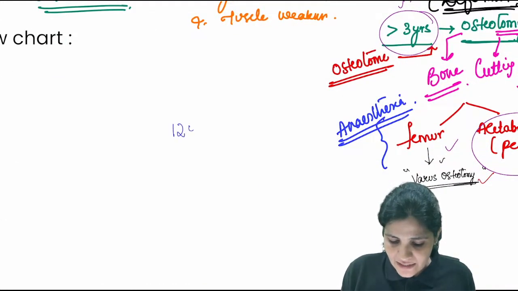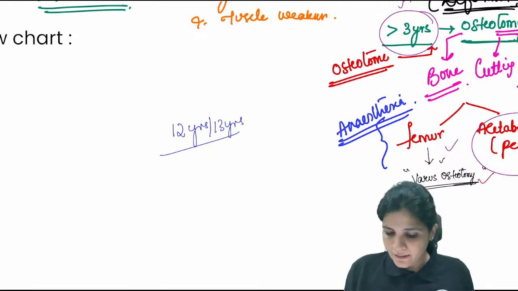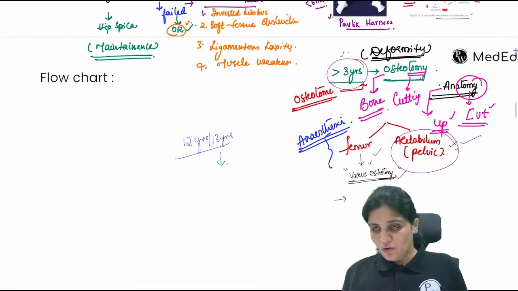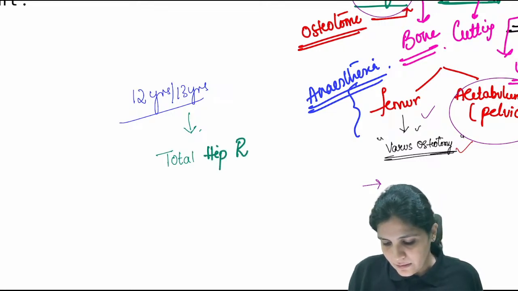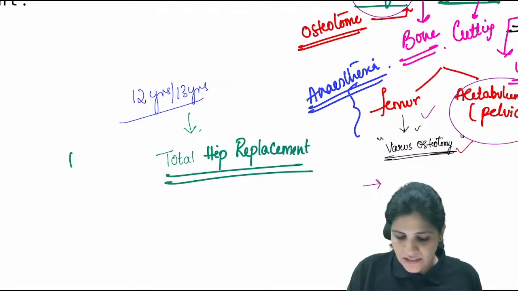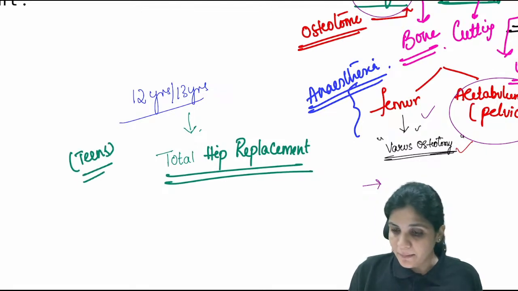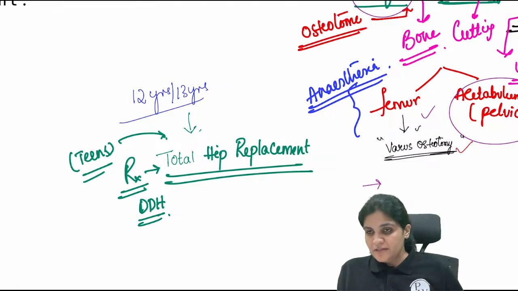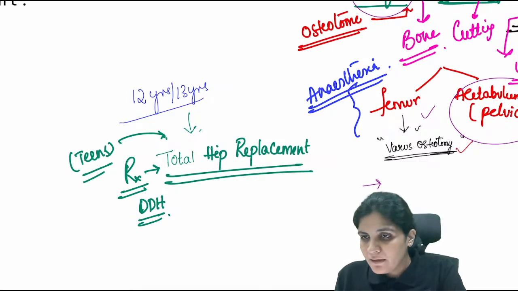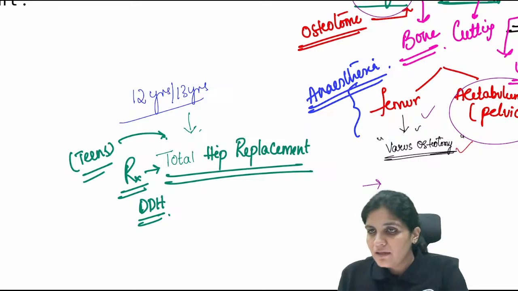Now what you can remember is, finally, if nothing is working out and the patient has entered into 12 or 13 years, what is the treatment? You can't go for your osteotomies. So directly you go for the total hip replacement, right? Whenever the patient is entering into the teens, you have to remember that the treatment of choice for DDH would be total hip replacement. Is that fine, guys?